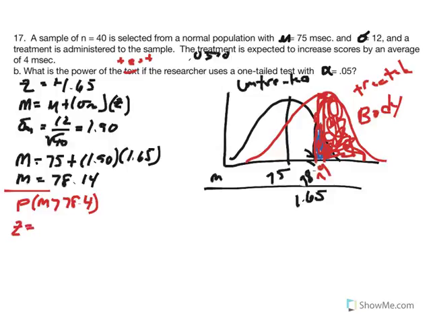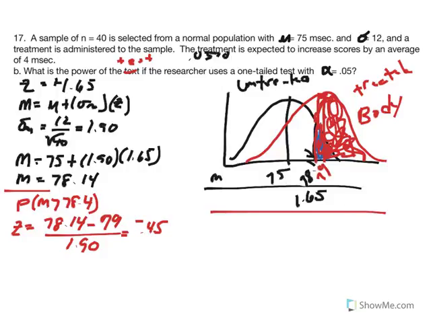So z is equal to our sample mean, 78.14, minus the mean of the treated population, 79, divided by our standard error. And we get a z-score of negative 0.45. It's a little further away than this critical z, and now this is my z pertaining to the treated population. So a score of 78.14 is the equivalent of negative 0.45 standard error units from the mean. We can rewrite this and say, what's the probability of getting a z value greater than negative 0.45?